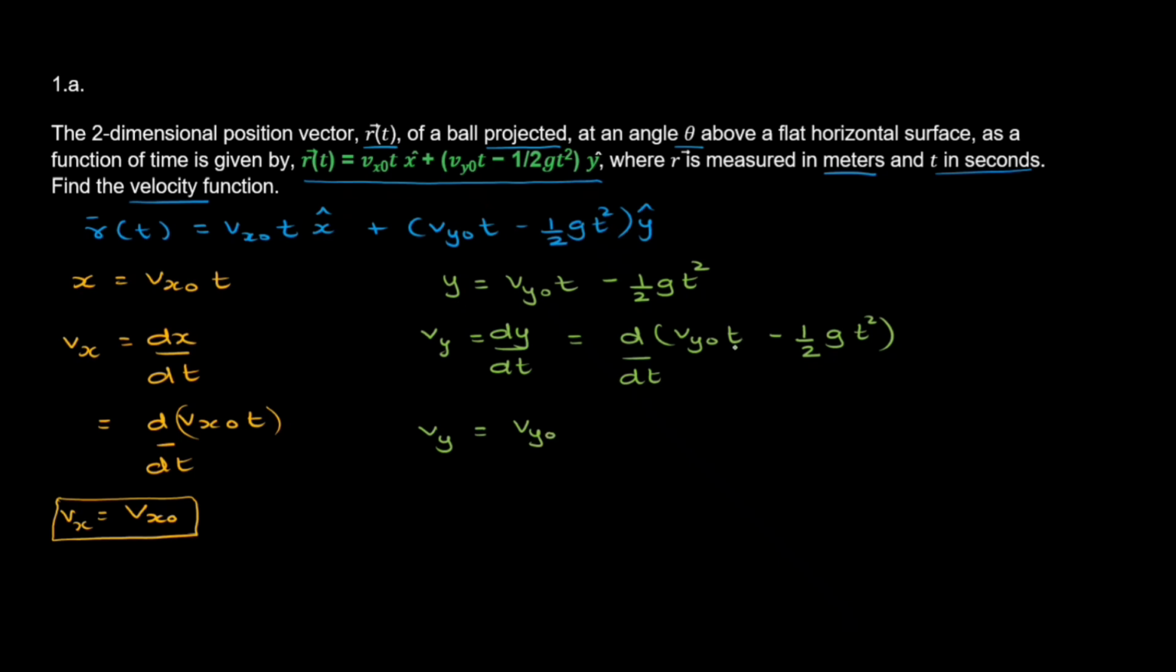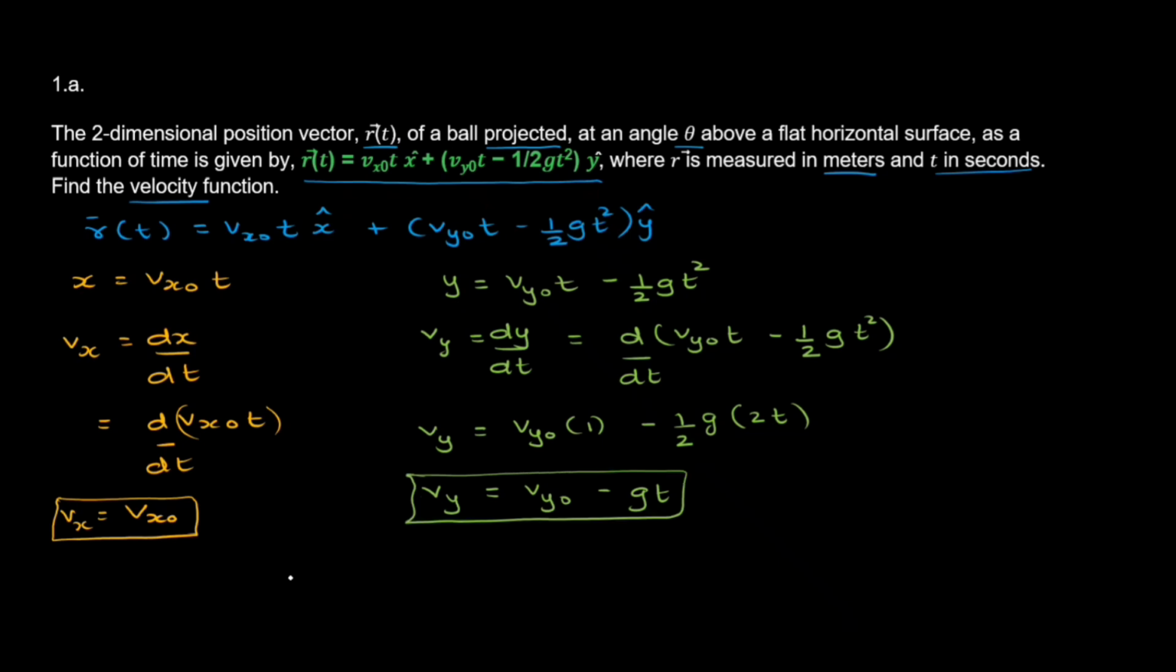Derivative of just t is 1. Minus half and g are again constants here because they are not time t. We keep them as they are. Derivative of t squared is 2 times t. Then when we solve this, we get the y component of velocity to be equal to vy0 minus, half and 2 cancel each other, g t.